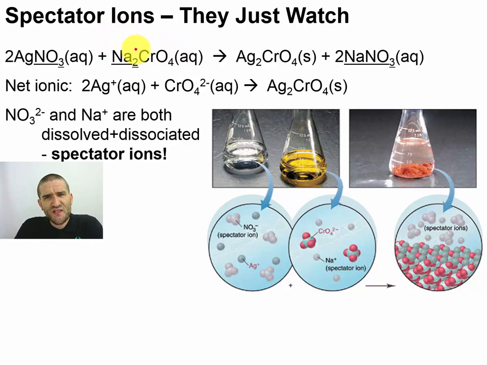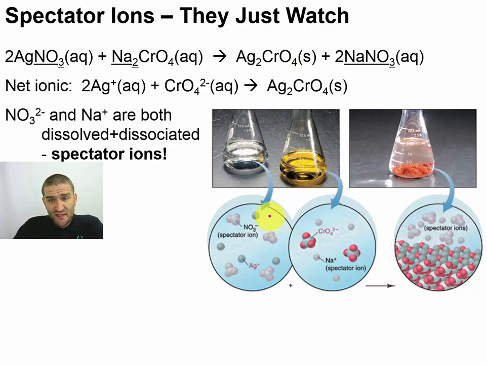So really on this side of the reaction we have Ag plus and NO3 minus and Na plus and CrO4 double minus. Now when we mix those together, they're going to form Ag2CrO4, silver chromate, and sodium nitrate. Now it turns out this is going to be a solid. The silver sticks very strongly to the chromate.